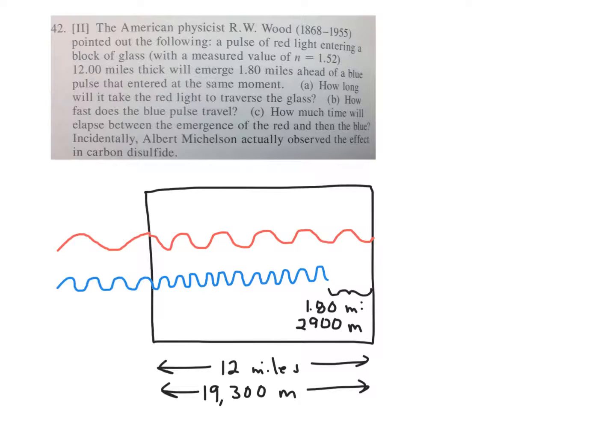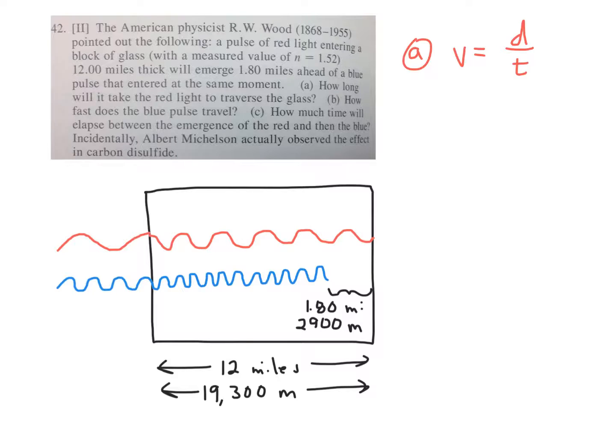All right, it says in part A, how long does it take the light to traverse the glass? So that's a pretty easy, basically, V equals D over T problem. Because first we've got to figure out the velocity of the light. It says, for the red light, N is 1.52, because it turns out that the index of refraction does depend on the color.